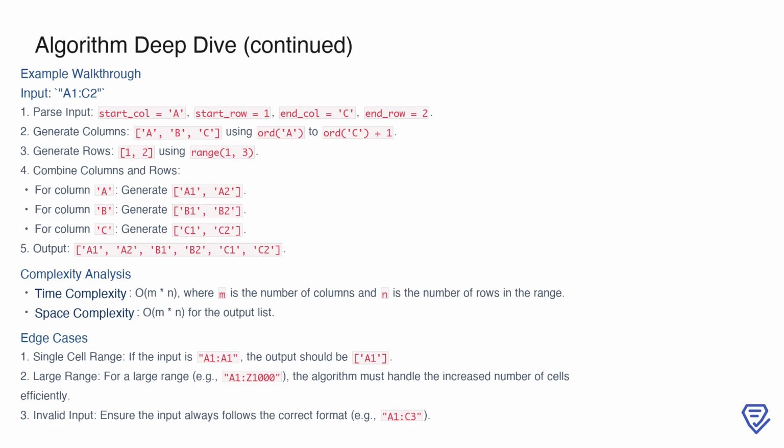Some edge cases to consider include single-cell ranges like A1:A1, which should return A1, and large ranges like A1:Z1000, where the algorithm must handle a high number of cells efficiently. Finally, it's important to validate that the input always adheres to the correct format to avoid errors.